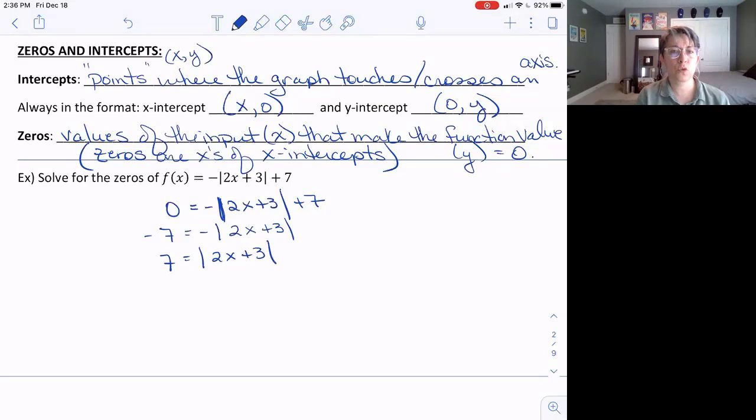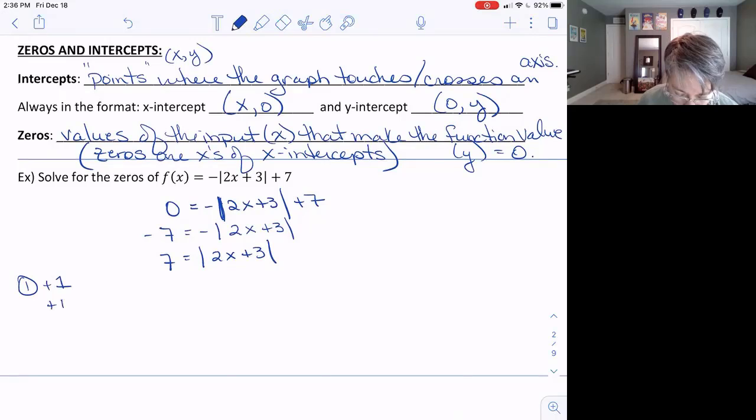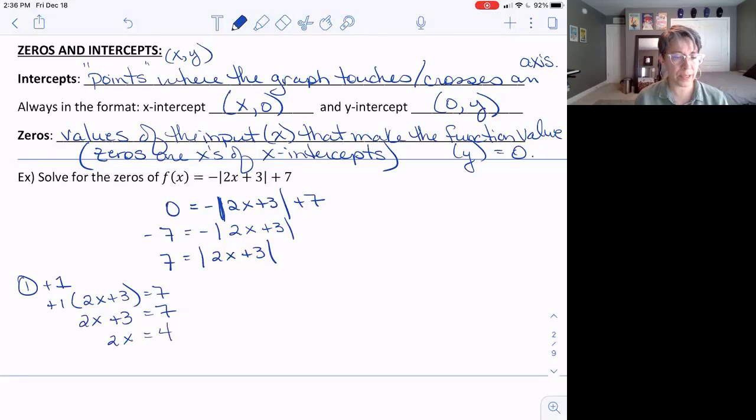And now we look at our 2 possible solutions. The first one, the possibility that the inside is the positive version. So if we distribute a +1 to the 2x plus 3, that should equal 7. So we get 2x plus 3 equals 7. Subtract 3 from both sides. So 2x equals 4. Divide both sides by 2. x equals 2.